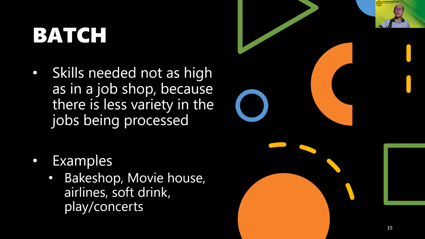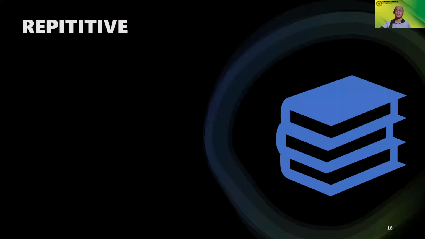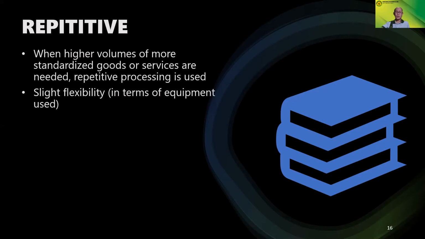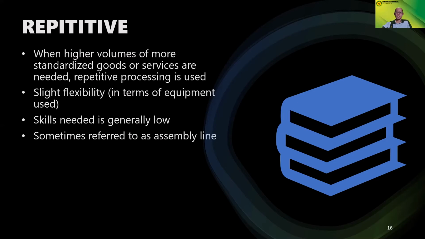The third type of process is repetitive. Repetitive is used when higher volumes of more standardized goods or services are needed. The standardized output means only slight flexibility of equipment is needed. Skill of workers is generally low, and examples of this type of system include production lines and assembly lines. In fact, this type of process is sometimes referred to as assembly line.